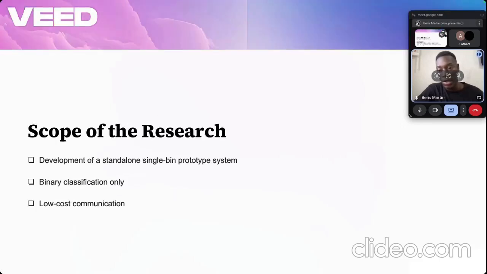So the significance of our research, the scope of our research. We have the development of a standalone single dustbin prototype, as I've mentioned. Also, we have binary classification. So binary, it's either biodegradable or non-biodegradable. We are not breaking down further than that. And also low cost communication.